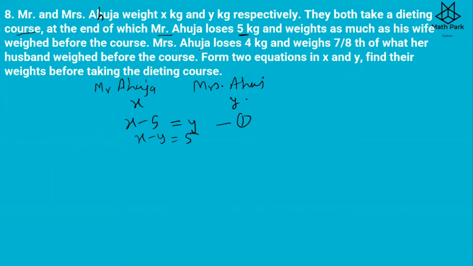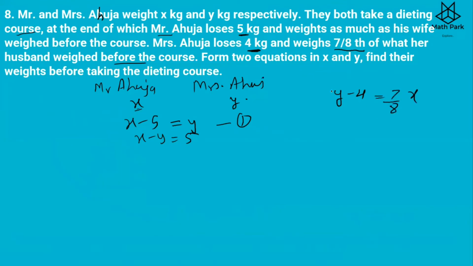Secondly, Mrs. Ahuja loses 4 kg. So if Mrs. Ahuja is losing 4 kg, this is going to be y minus 4. And then this y minus 4 is equivalent to 7/8 of what her husband weighed before the course. So her husband's weight before the course was x. So it is 7/8 of x.